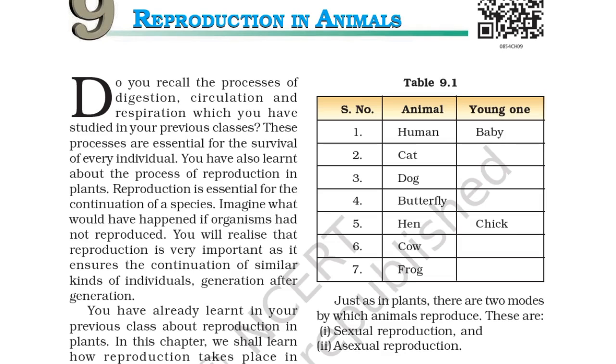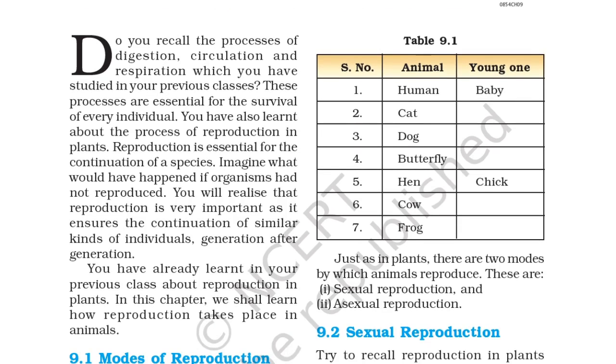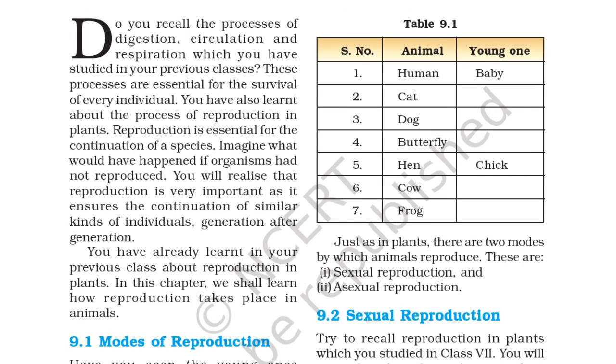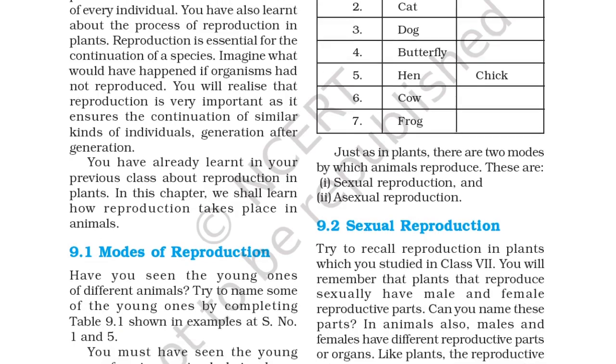You have also learnt about the process of reproduction in plants. Reproduction is essential for the continuation of a species. Imagine what would have happened if organisms had not reproduced. You will realize that reproduction is very important as it ensures the continuation of similar kinds of individuals generation after generation. You have already learnt in your previous class about reproduction in plants. In this chapter, we shall learn how reproduction takes place in animals.